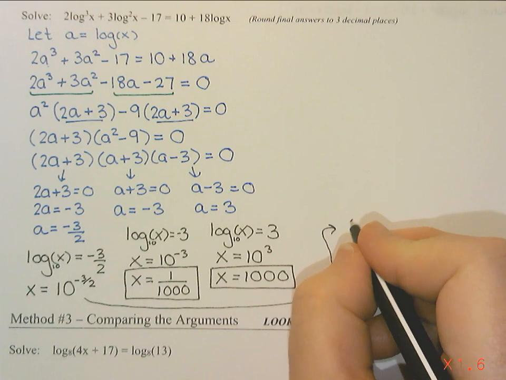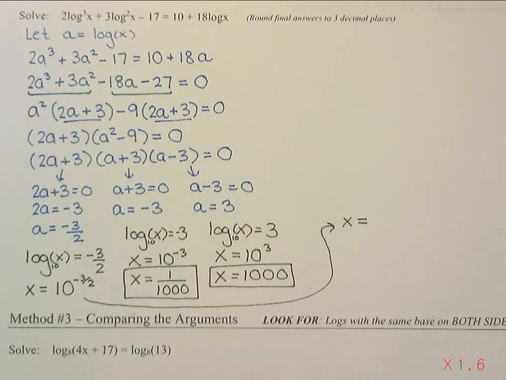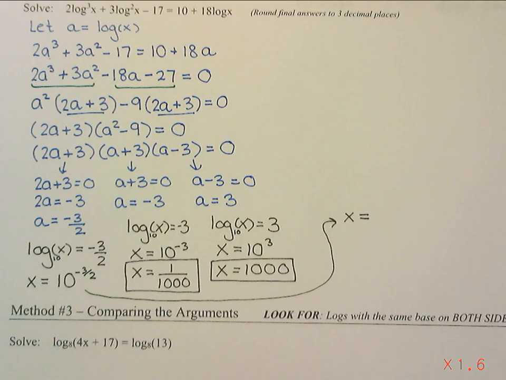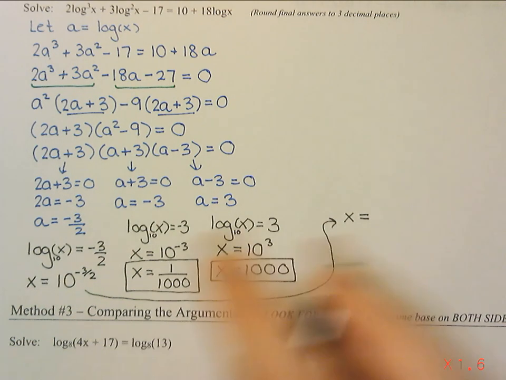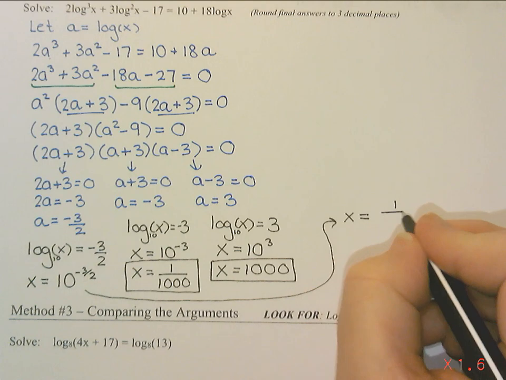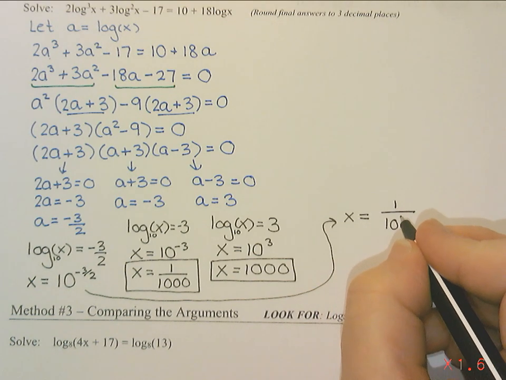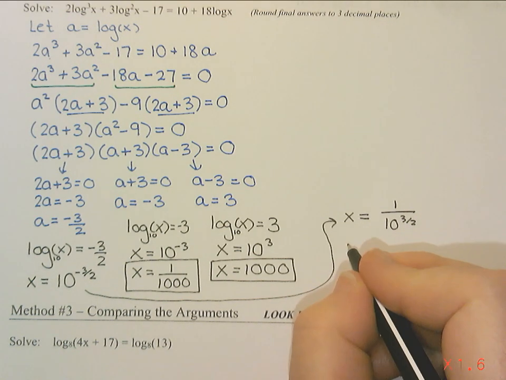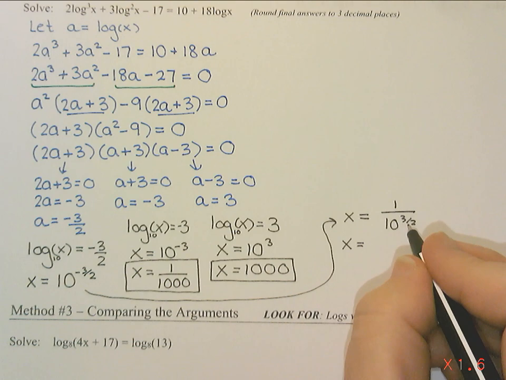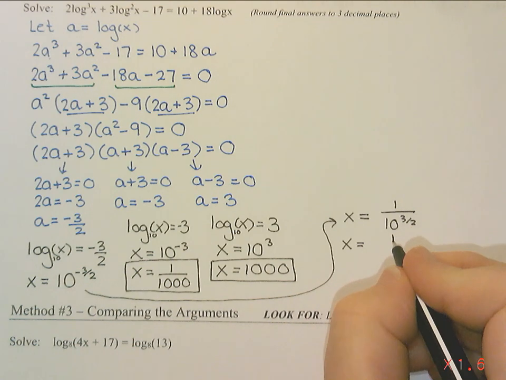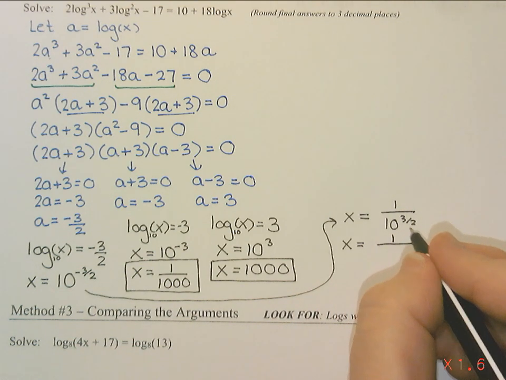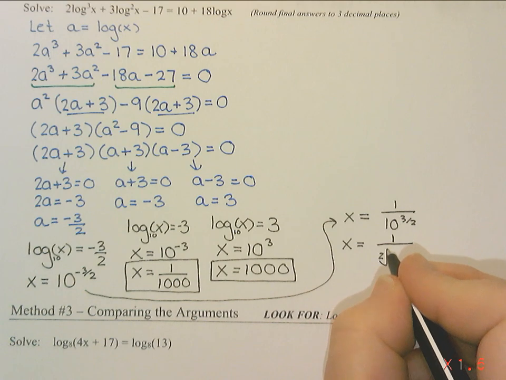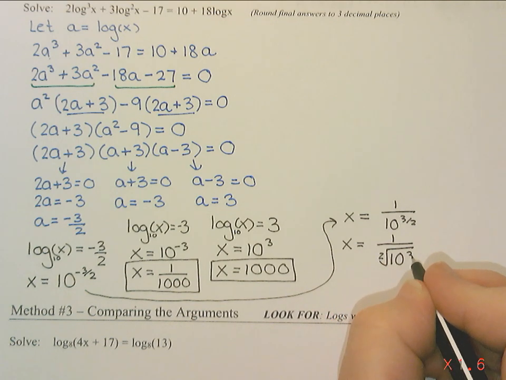And I'm going to do x equals 10 to the negative 3 over 2. Now, a negative exponent makes a fraction, and a fractional exponent makes a root. So I'm going to start with just the negative exponent part. This is going to be 1 over 10 to the power of 3 over 2. So this is going to be 1 over the square root of 10 to the power of 3.